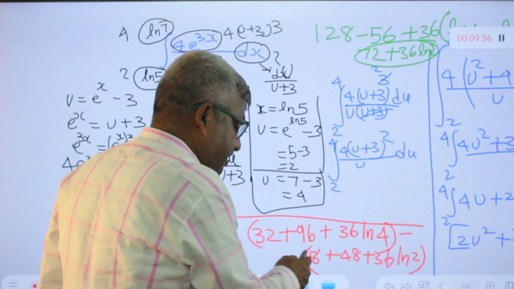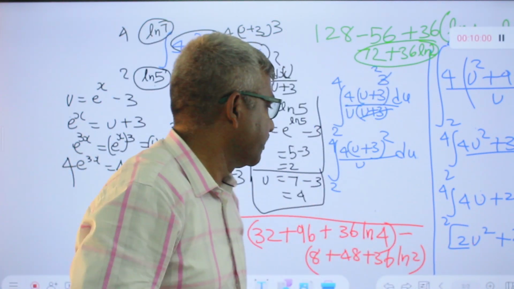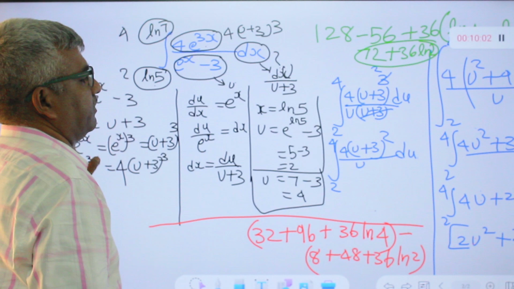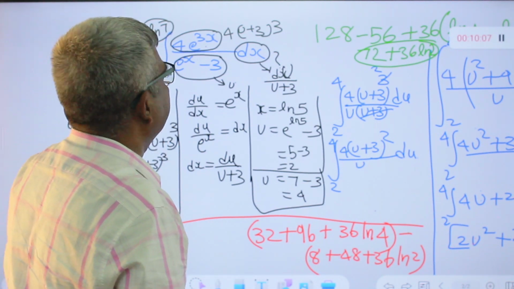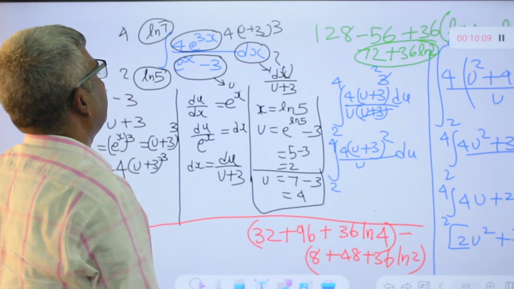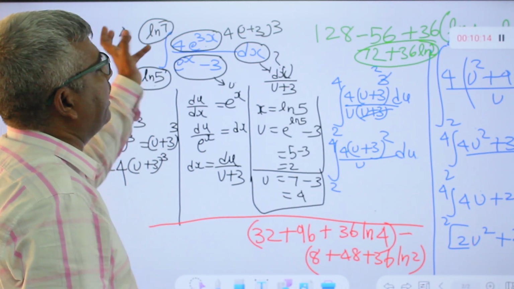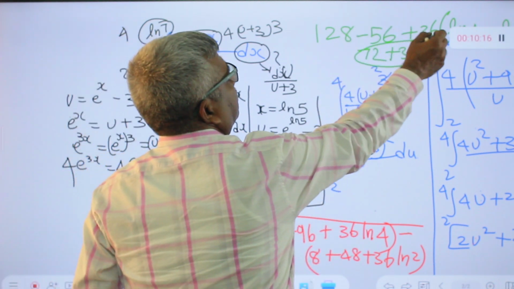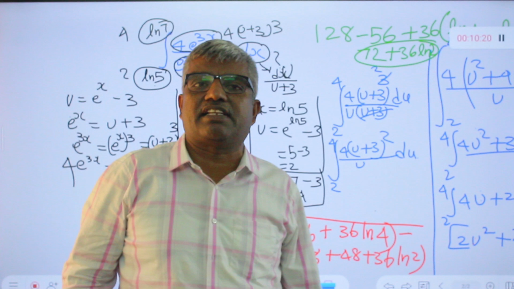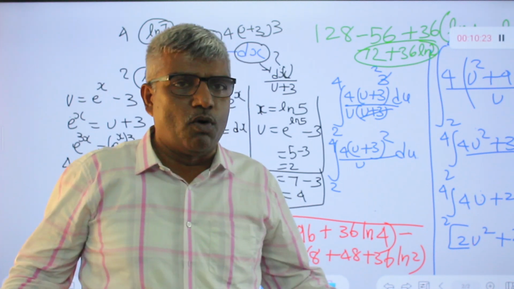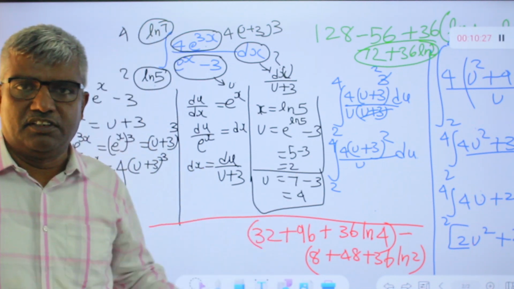Then try to reduce it, simplify, then expand. Here you put minus and put the bracket. Most of them are not doing the bracket. Then substitute the limit values in place of u and further simplify. Ln m minus ln n is equal to ln m over n. The answer will be 72 plus 36 ln 2.